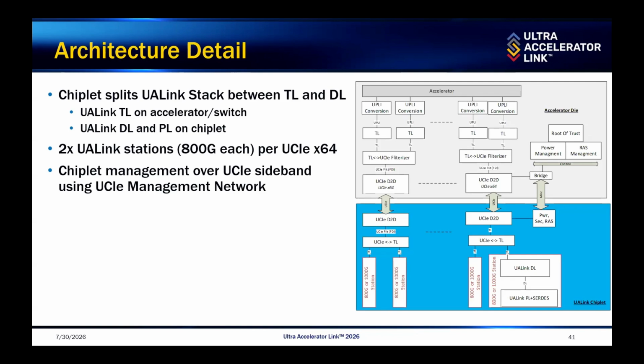And then you get it across to the UALink chiplet, and then you basically do the reverse on the other side. You take the UCIe, turn it into TLs, and then the TLs go to the DLs, and then DL to PL. So basically, we're just inserting this UCIe. We've grouped them into two station groups, get it across, and a centralized management.